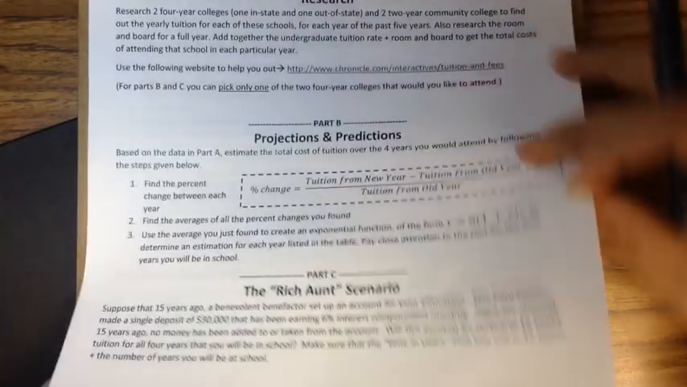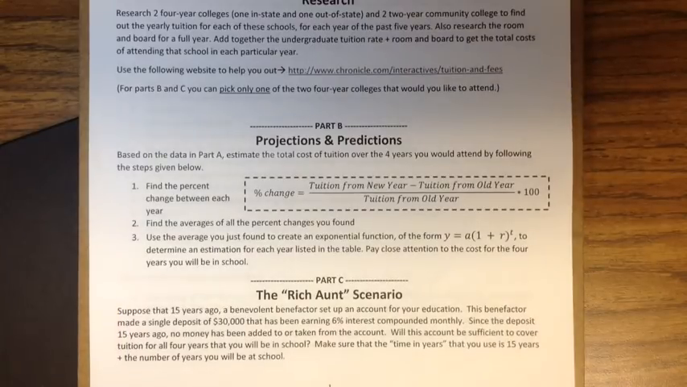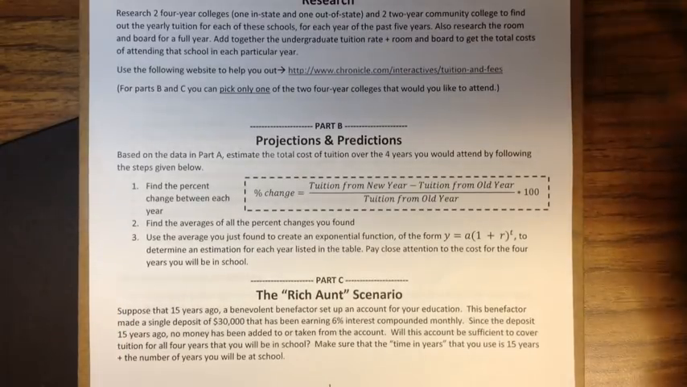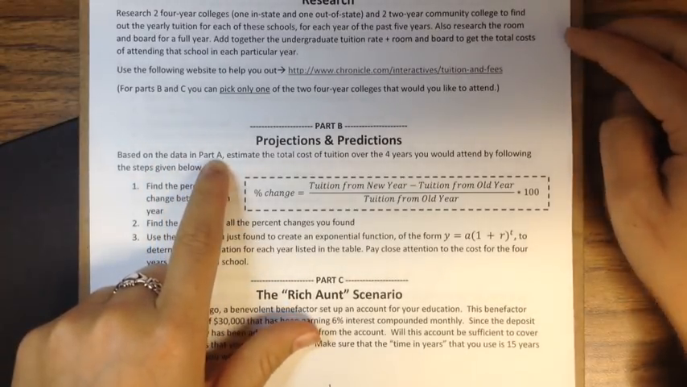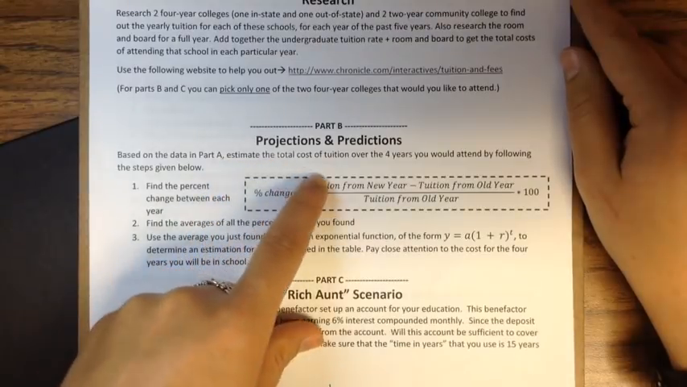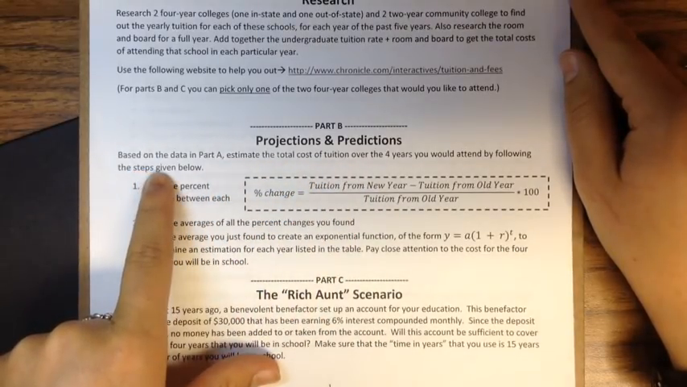That's the end of part A. Part B asks you to make projections and predictions about the cost of college for when you attend. You will do that by doing the following. Based on data in part A, up here, estimate the total cost of tuition over 4 years you would attend by the following steps below.